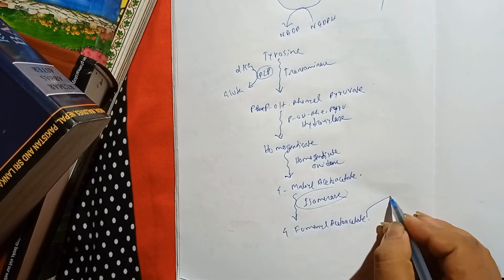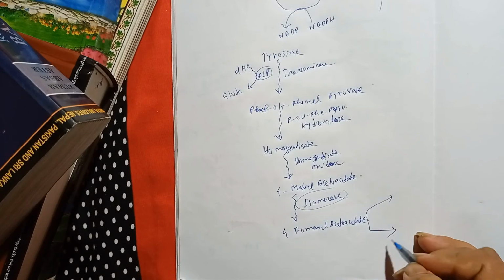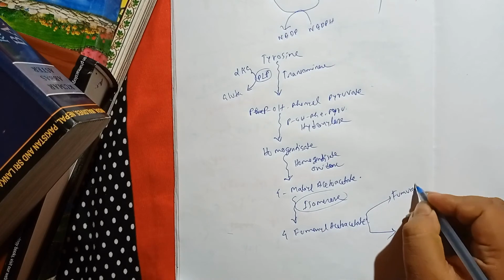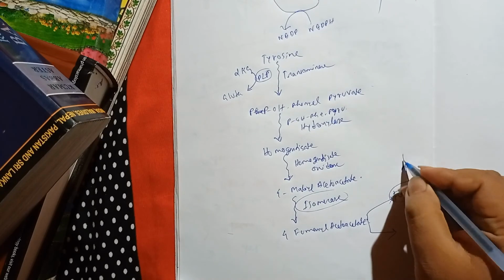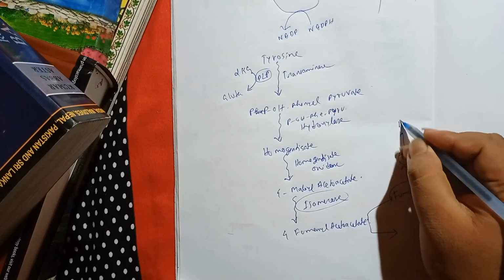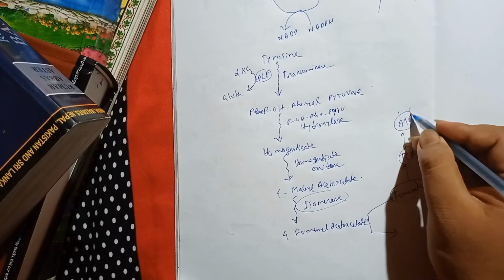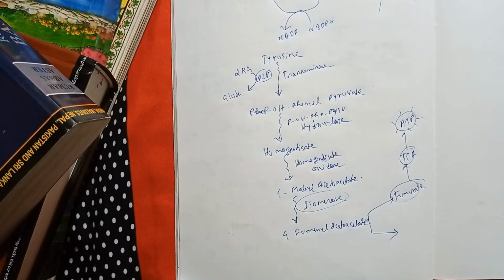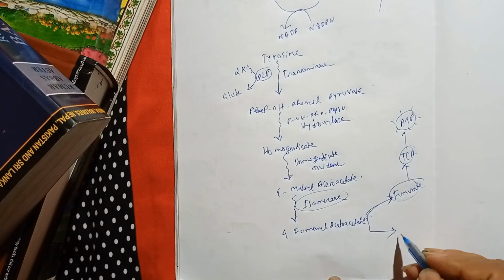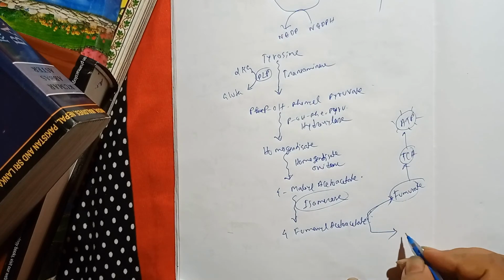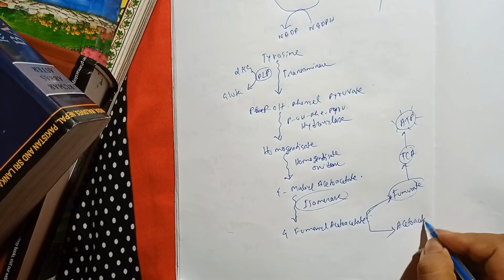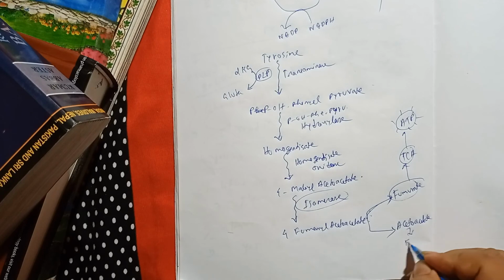Now these things can go in two pathways. Either it can form fumarate, and it will go to the TCA cycle. Fumaric acid is there, and it will produce ATP. Or otherwise, it can form acetoacetate, and that will form fat.